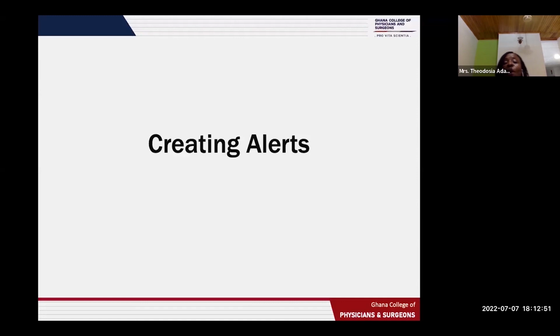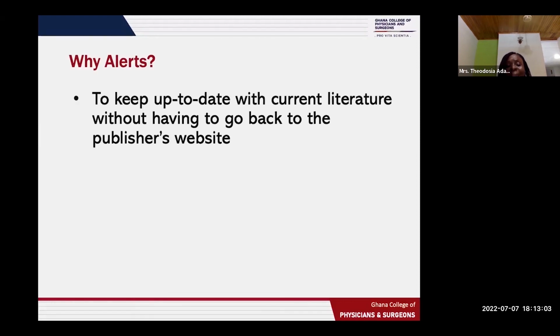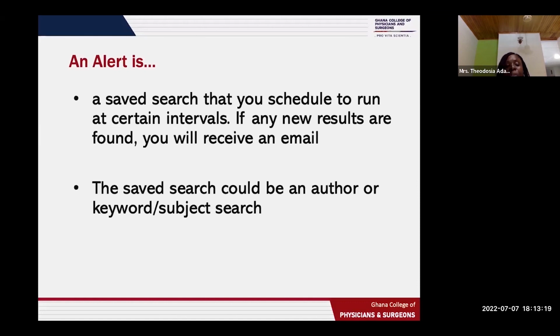Now, I'd like to talk about creating alerts. Creating alerts is another way by which we find literature, and I think it will be helpful for our trainees to be aware of it. So why alerts? We create alerts so that we keep up to date with the current literature without having to go back to the publisher's website. This is very important and very useful if we are embarking on any kind of research. An alert may be described as a saved search, so an alert cannot be created if a search is not carried out.